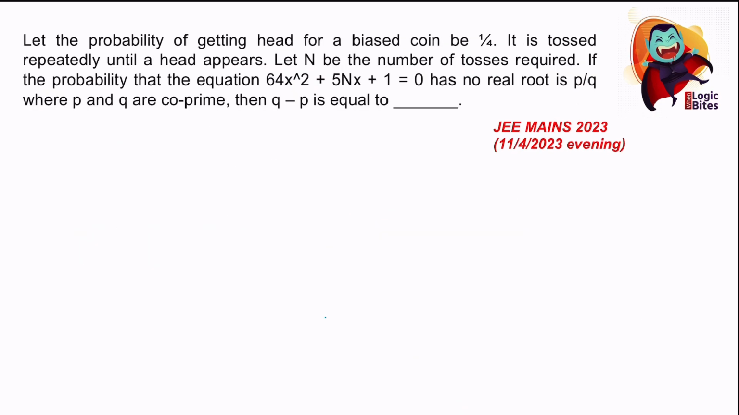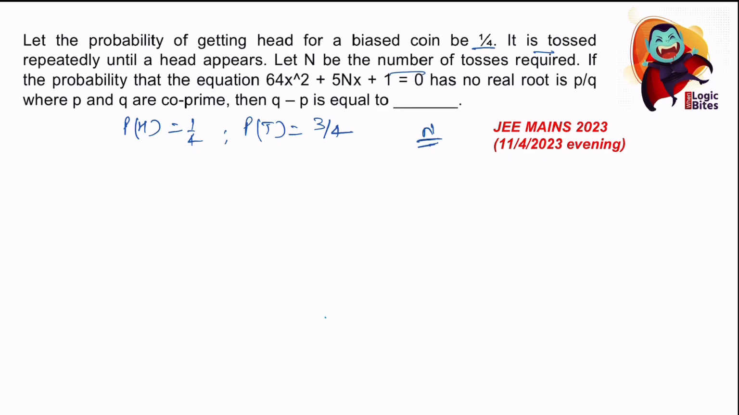So with this, we will move to the next question. Let the probability of getting head for a biased coin be 1 by 4. The coin is biased, so probability of getting head is 1 by 4. So definitely probability of getting a tail will be 3 by 4. If it is tossed repeatedly until a head appears, okay, so it will be kept on tossing until the time we get a head. So let n be the number of tosses required.